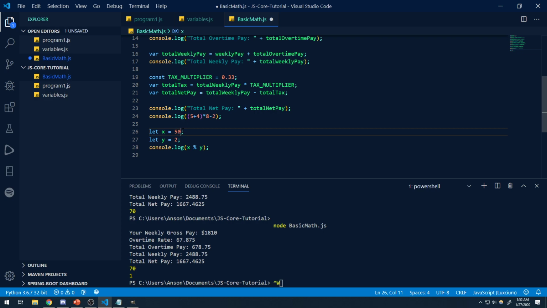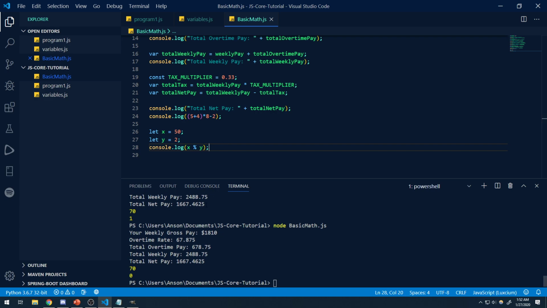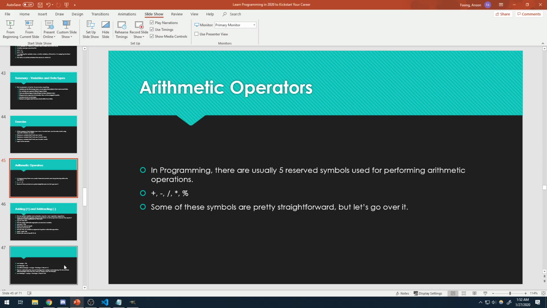This could be 50. 50 mod 2 is 0 because 2 divides 50. 50 is divisible by 2, right? 2 goes into 50 25 times. The remainder is 0. So if I run this again, the output is 0. Pretty straightforward. That's really all the modulus operator does. And I think that is it with arithmetic operators.